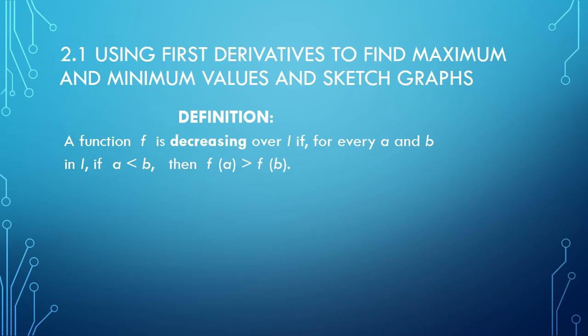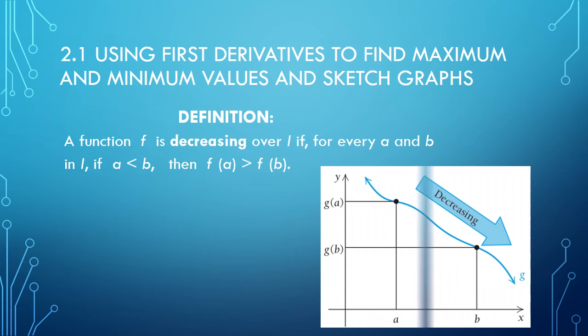Now here's a second definition. We have a function f that is decreasing over an interval I if for every a and b, those are x values, in that interval, if a is less than b, then f of a is greater than f of b. Visually, here's what it looks like.